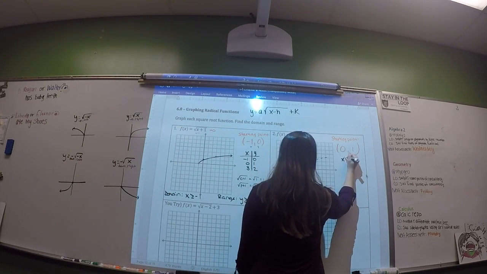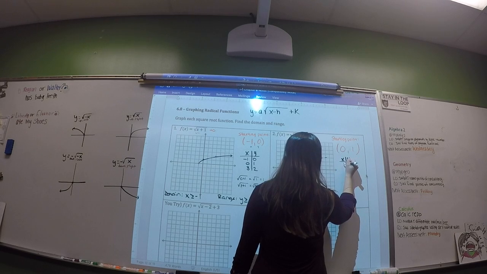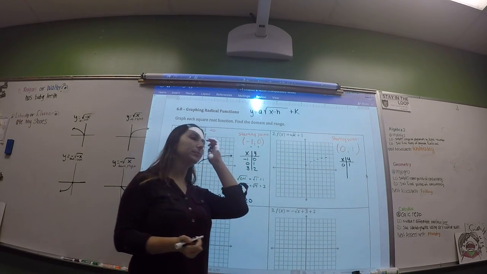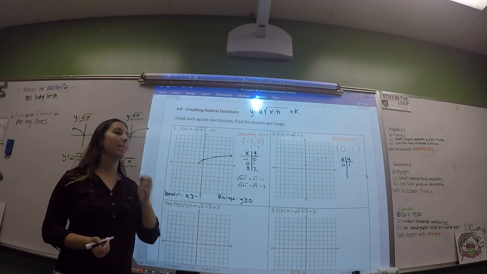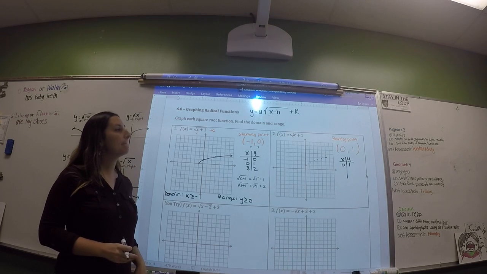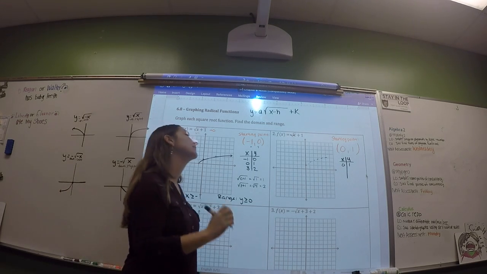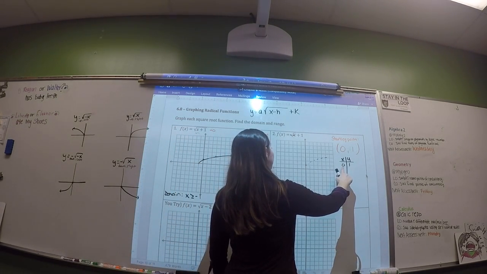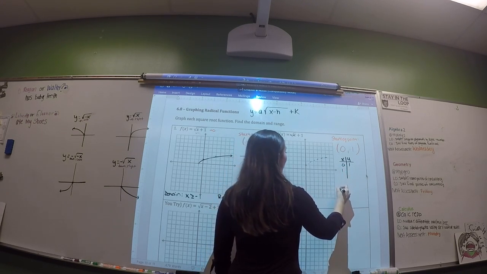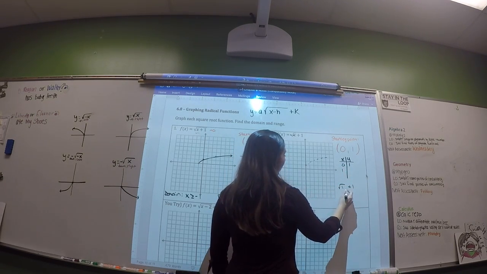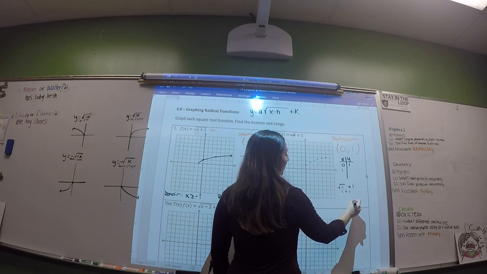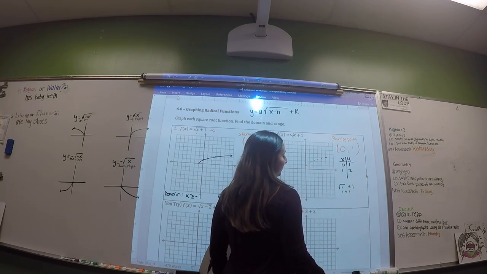So in our table, we already have 1 point, 0, 1. That means stuff greater than that, right? You need something greater than 0. So try 1. What's the square root of 1? 1. 1 plus 1 is 2. Try 3.